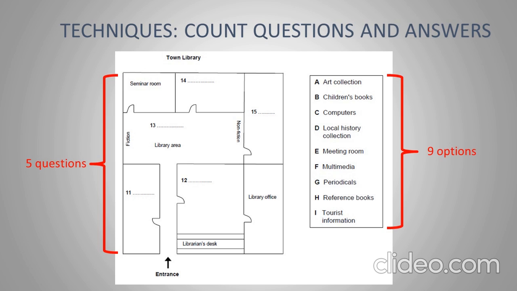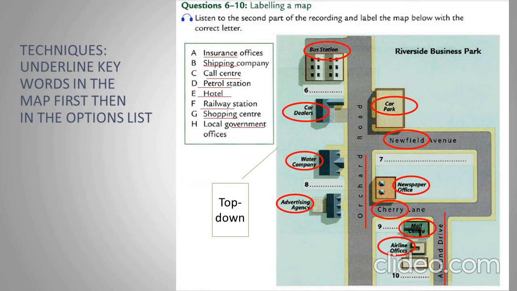Technique, you need to read the keywords in the map first, and only then read the options. Because as you know, there are more options than the answers. So first read and underline or circle the keywords on the map first, and only then quickly read the options and also underline the keywords in the options. And pay attention here, in the first map, in the field map, you had bottom up questions, and here is top down. If you see here, the number starts from top to down, 6, 7, 8, 9, and 10.